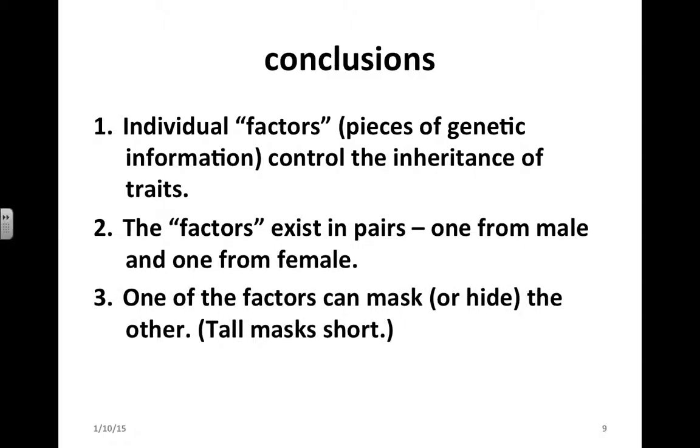And then one of the factors can mask or hide the other. And a word for mask is dominant. So we just found that out. Smooth is dominant over bumpy. And he also found out that tall is dominant over short. So when it masks or hides the other one, then it's called dominant. The one that gets hidden is called recessive.